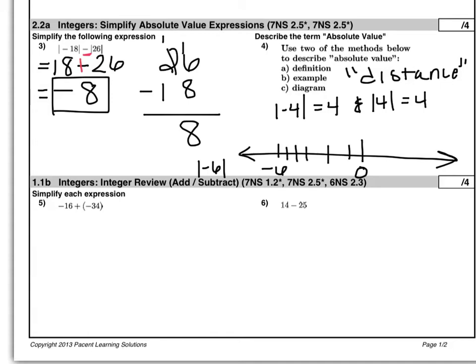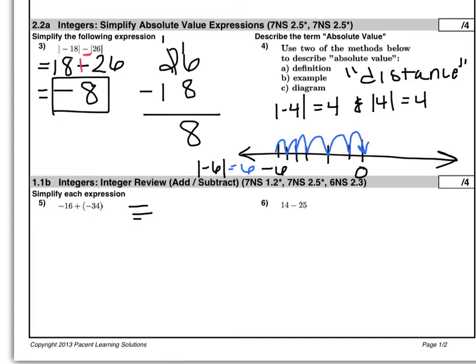And then I would show that it was so many units or hops away from 0. Okay. Number 5, adding and subtracting. This is a very basic skill, but you have to remember to check your signs. Number 5 has negatives plus negatives.